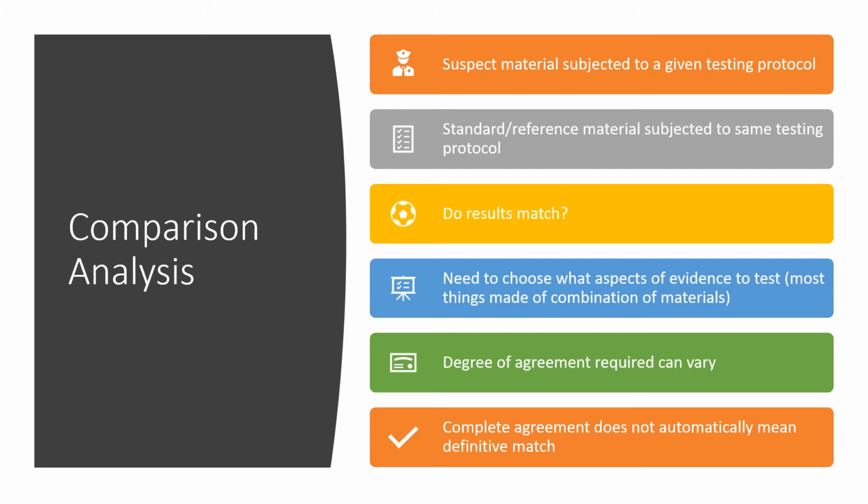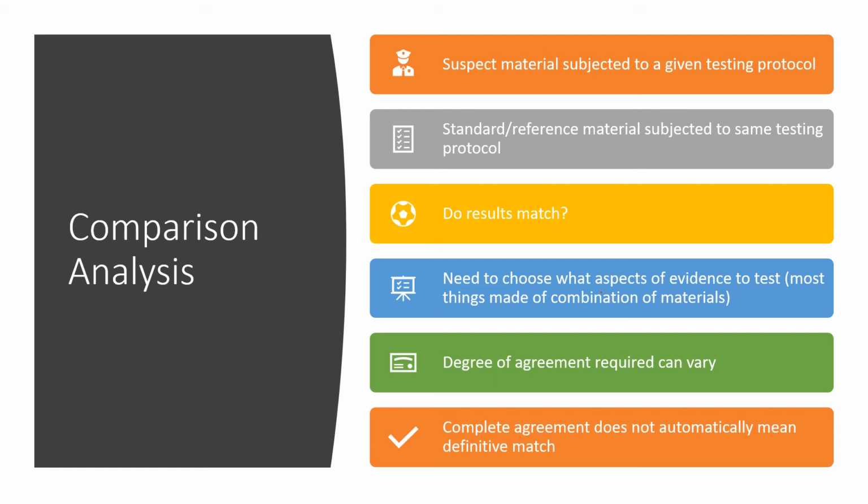In a comparison analysis, you're comparing a material against a standard reference sample. The suspect material is subject to a given testing protocol. The standard reference sample is also subjected to the same testing protocol. You're not going to do one test on the suspect material and a different test on the standard reference material. That doesn't make sense. Presumably they're the same item or the same material. Why are you doing two different tests on what you think is the same material? Do the same test on both.